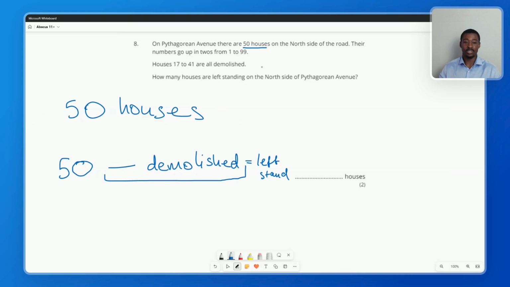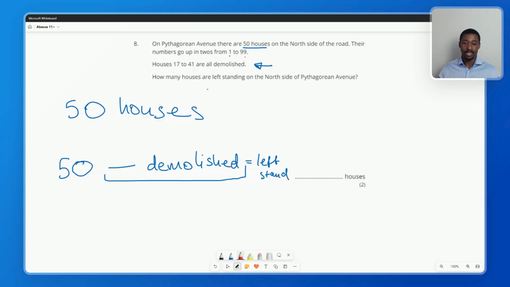Well, we're told it's houses 17 to 41. But how many houses does that actually represent? Well, it goes back to the question. We know that the numbers of these houses go up in twos from 1 to 99. So we have number 1, 3, 5, 7, 9, 11, 13, 15, 17. It goes up like that. So if we have 17 to 41, then the houses that are demolished are going to be house number 17, 19, 21, 23.